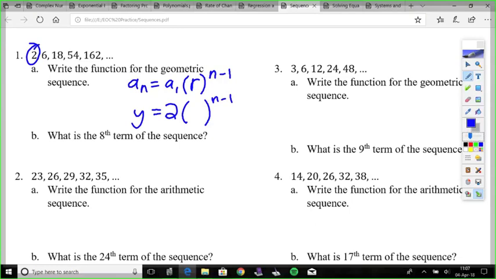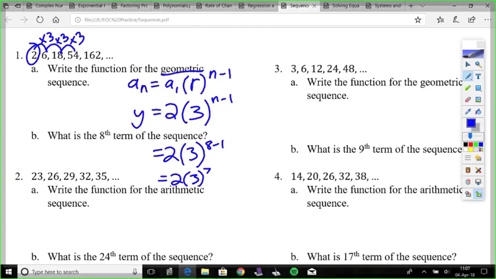So what am I multiplying by? Because it says geometric, so it must mean I'm multiplying by something. It looks like I'm multiplying by 3 each time. So that would mean the r value is 3. So there you go. There's your function. Now if you want to find the 8th term, that would mean plug in 8 for n. So you would do 2 times 3 to the 8 minus 1 power, which is the same thing as 2 times 3 to the 7th power. Whatever you get in the calculator, there's your answer for part B.